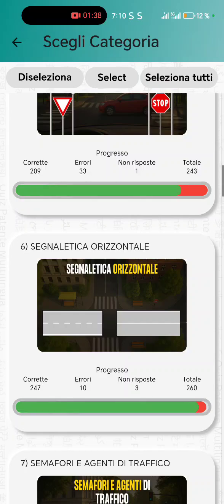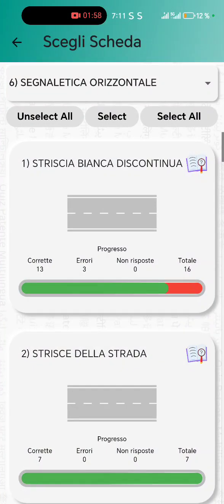So this number six is called signalitica orizzontale. All these signs that they draw on the surface of the road, that is the ground. So now we want to talk about it. Here we have what we call segnale striscia bianca discontinua. That is the discontinuous line on the road.